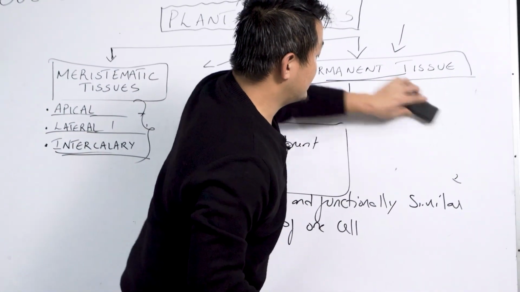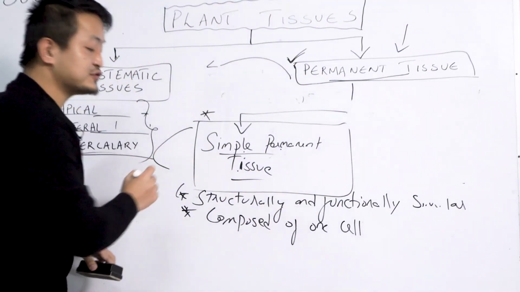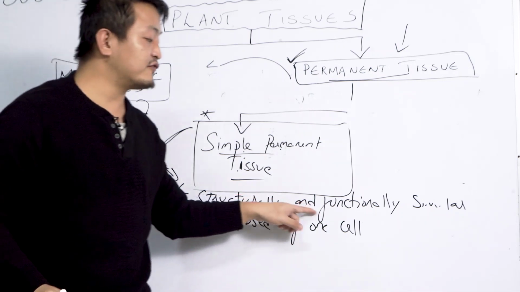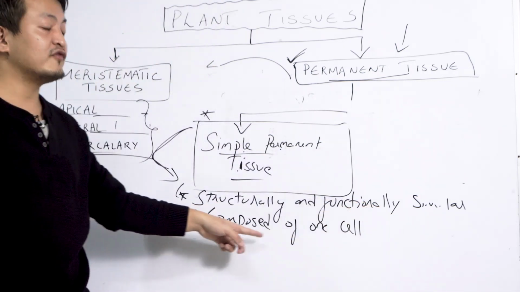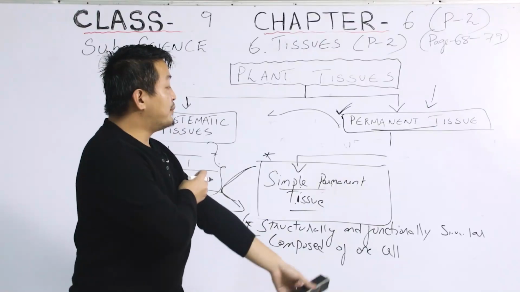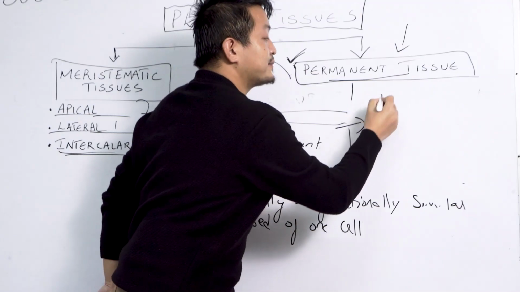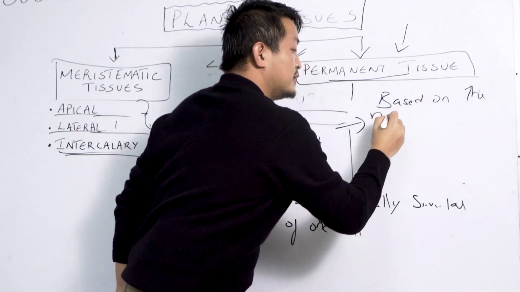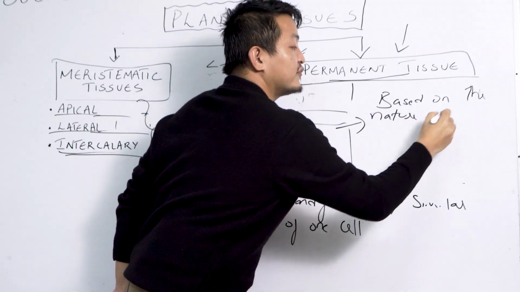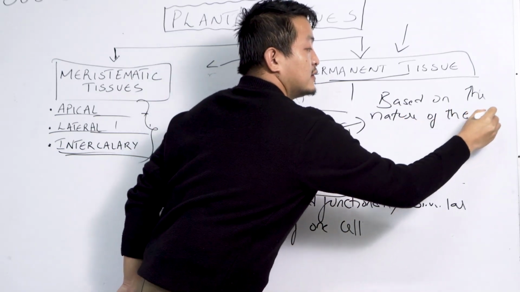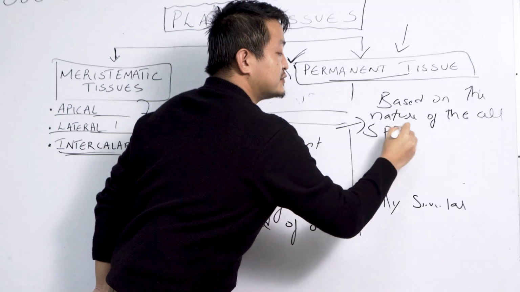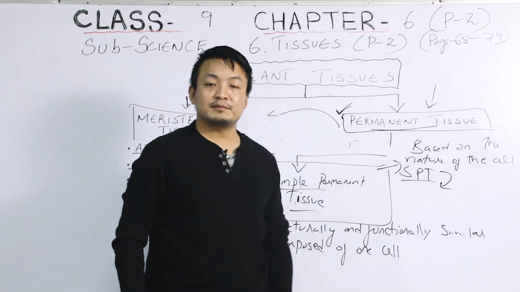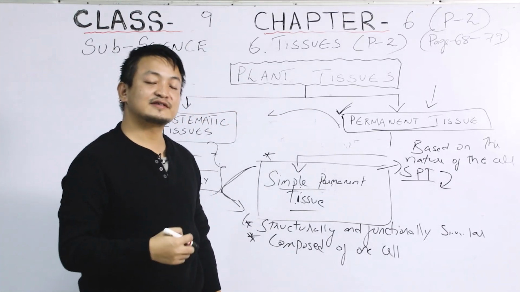Now just focus on simple permanent tissue. It is structurally and functionally similar, and composed of one type of cell. Like I said, based on the nature of the cell, simple permanent tissue is further classified into three types: parenchyma, collenchyma, and sclerenchyma.